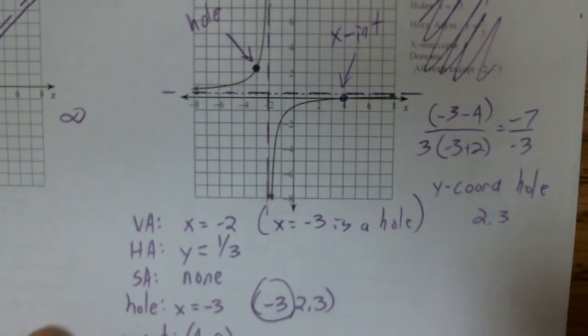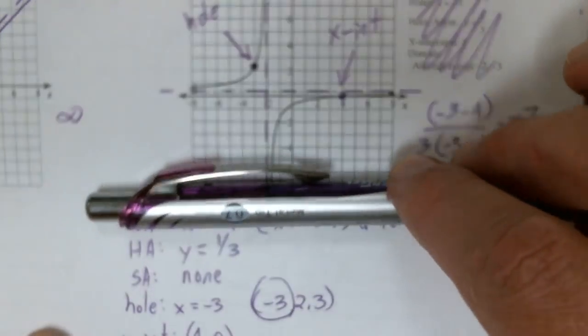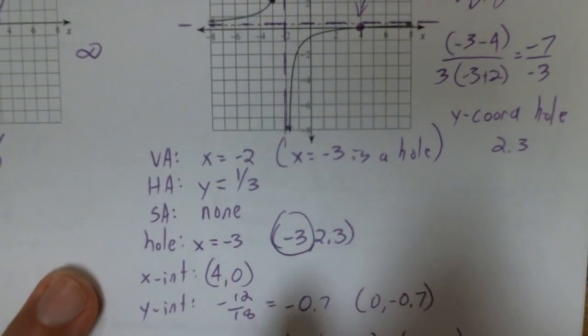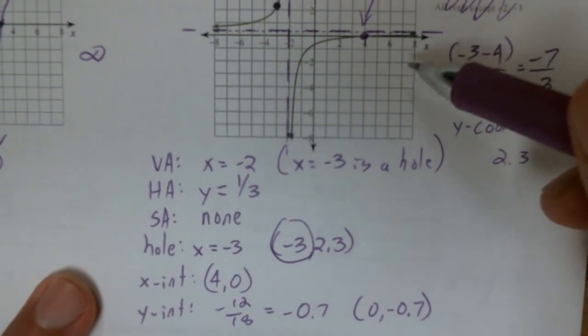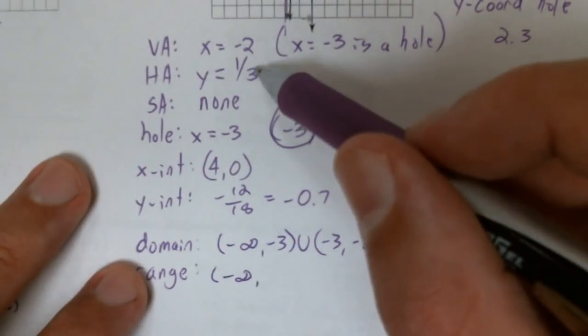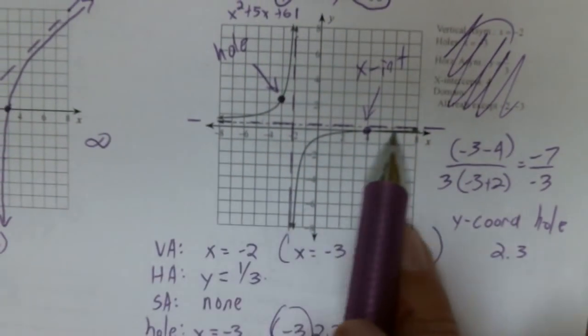All right, for the range, okay, where do I have y values? This is going to get a little tricky. As I sweep from bottom to top, I'll have y values down here at negative infinity. I have y values until I hit the horizontal asymptote. So that's going to be negative infinity until I hit a horizontal asymptote of 1/3.